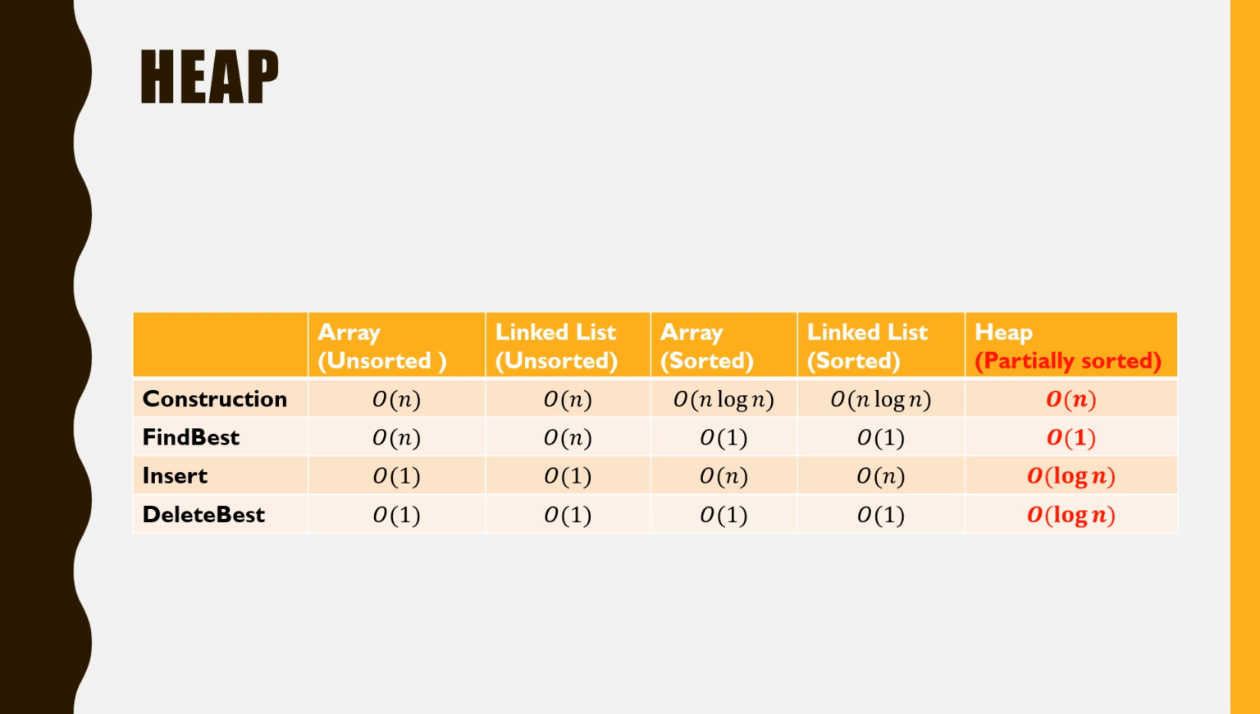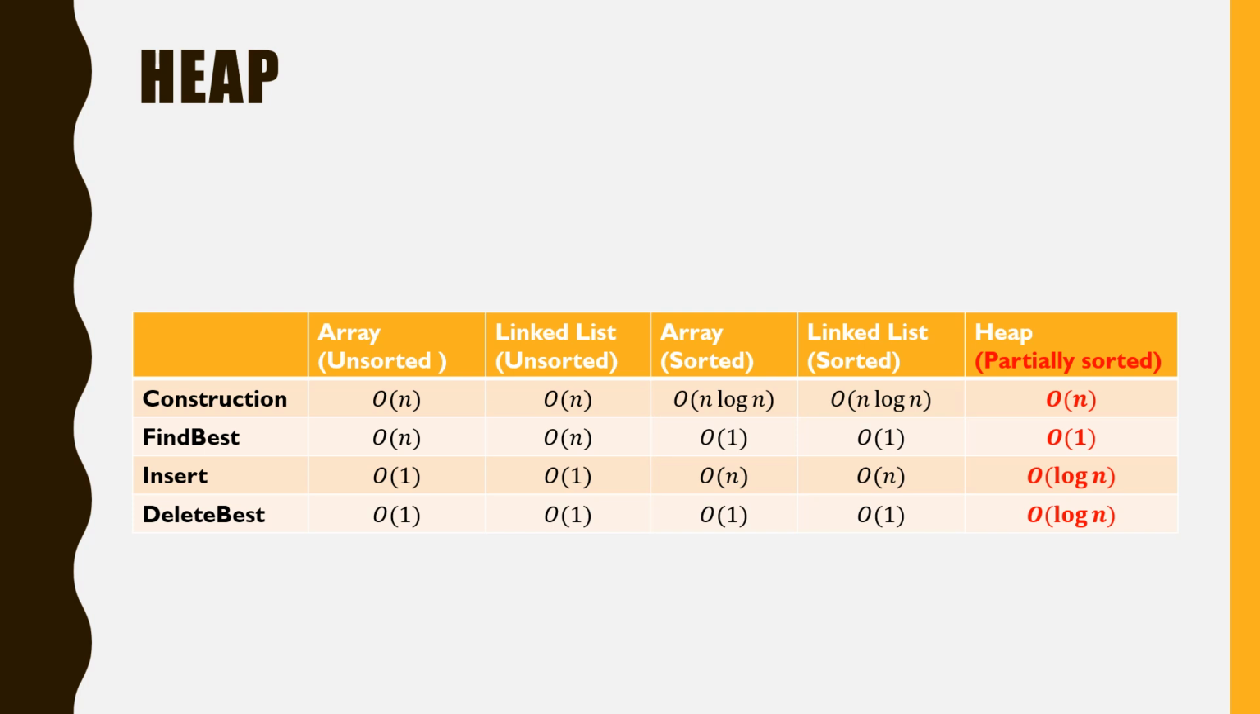Note that in real-world scenarios, these find best, insert, and delete best operations are typically executed as a sequence in random order. As a result, the running time of a sequence of these operations is dominated by the slowest among them. For array and linked list, the slowest operation runs in O(n) time, whereas for a heap, the slowest operation runs in O(log n) time.